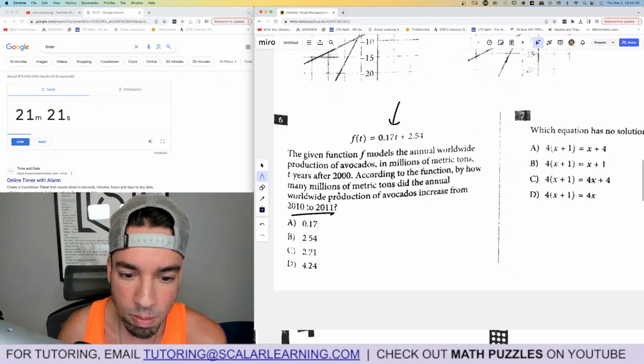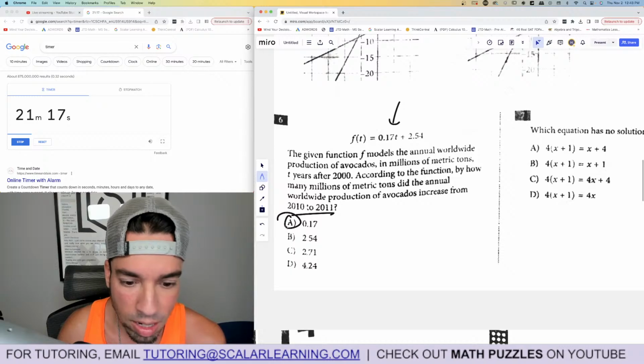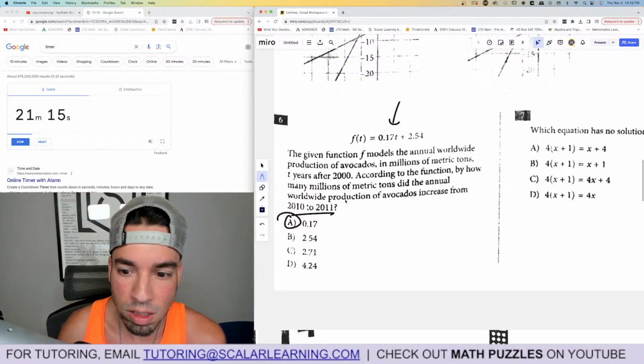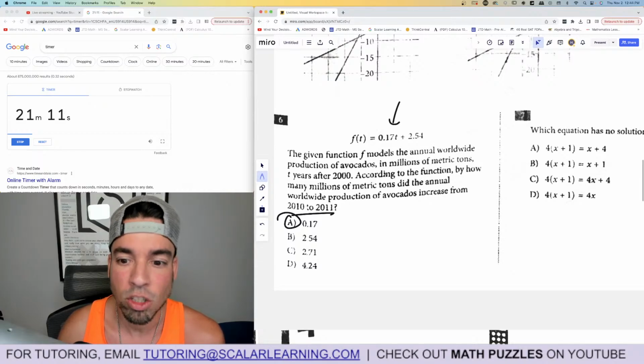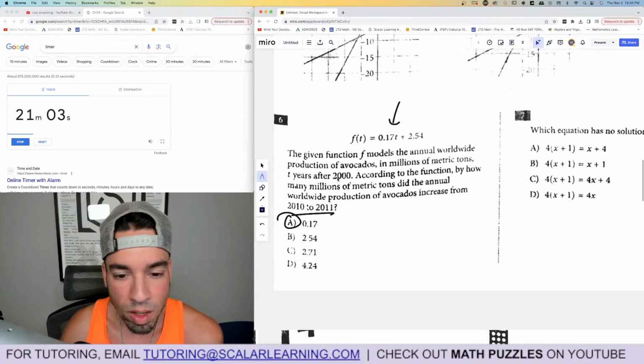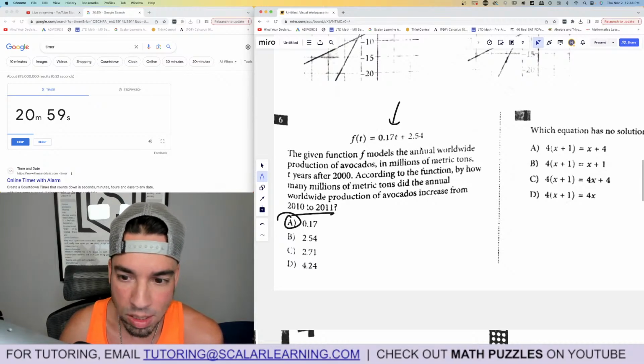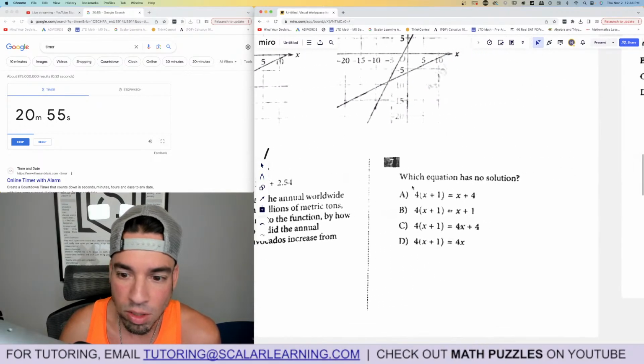0.17. Does it say how many million? Yeah, so it's in millions. 0.17. A is the winner. It's just the slope, because this is the annual worldwide production after 2000. So how many millions did the annual worldwide production increase? Yeah, that's it. If you plug in 10, you get 1.7 plus that, that's where they get the 4.24, but that's not what it's asking. It's asking for the increase per year.